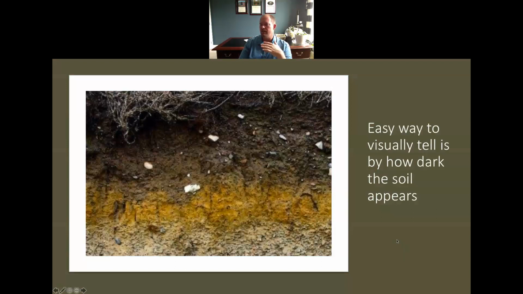So the easiest way to visually tell is by how dark the soil appears. When you look here, in the root zone especially, you can see how dark the root zone looks in this profile. So this is a really good indicator of how much organic matter is in the soil. This is a great time of year if you're driving out in the country, if they plowed the fields. You can see variations in the color of that soil. You might see lighter areas and darker areas in the soil. That's a really good indicator of how much organic matter is present in that field.